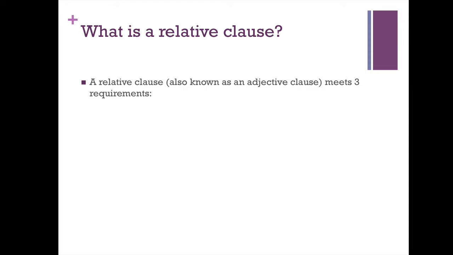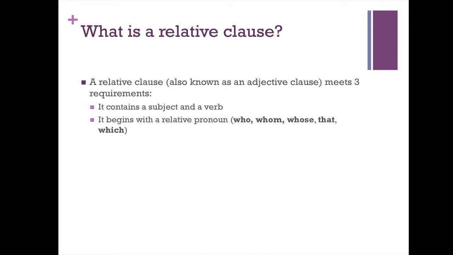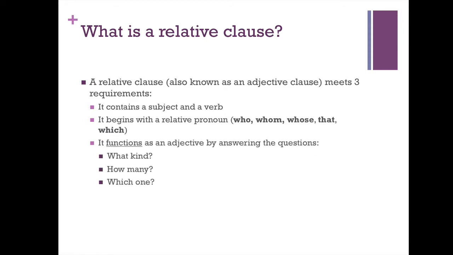And to be a relative clause, it has to meet three requirements. First of all, like any clause, it has to contain a subject and a verb. And relative clauses generally begin with relative pronouns: who, whom, whose, that, which. They can also begin with relative adverbs such as when and where. And the clause functions as an adjective by answering these kinds of questions: What kind? How many? Which one?